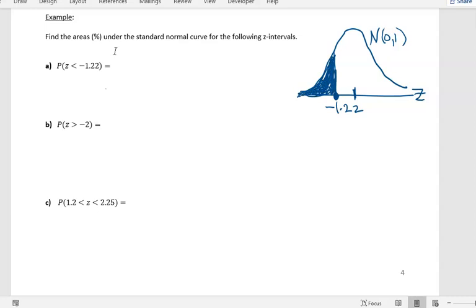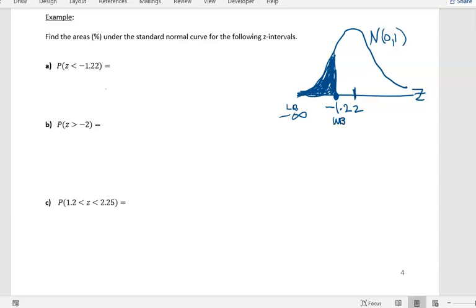One of the things my calculator is going to want from me is the mean and standard deviation, which I know are 0 and 1, no problem. And it's going to want where the shaded region is. What is the lower bound? What is the upper bound? In this case, the lower bound is the very lowest this goes. It goes forever and ever over here, so the lower bound is actually negative infinity. And my upper bound of the shading is negative 1.22.